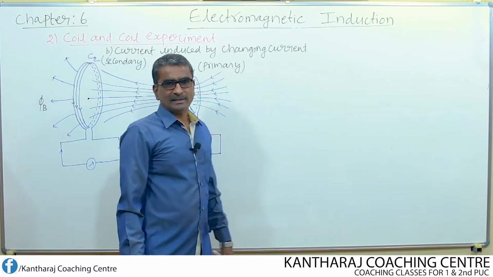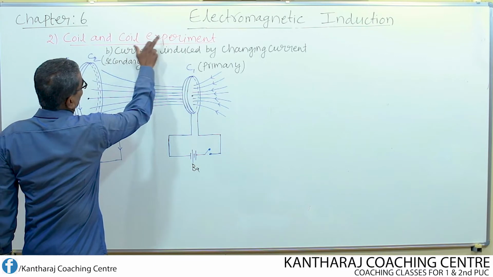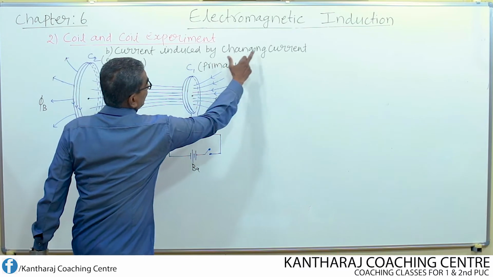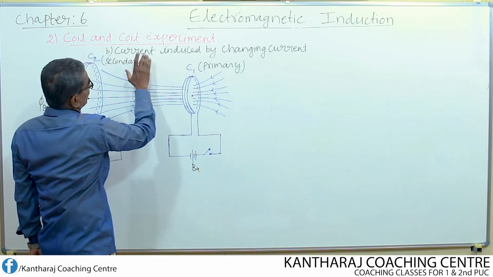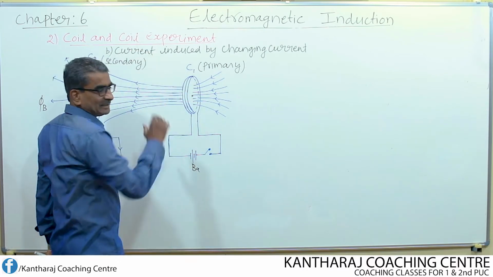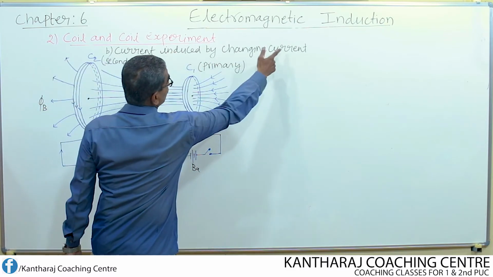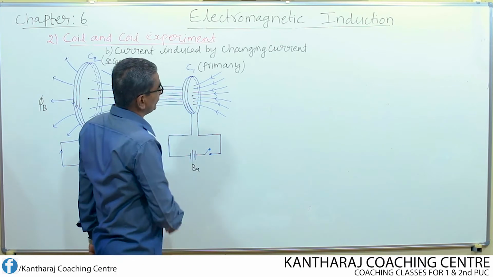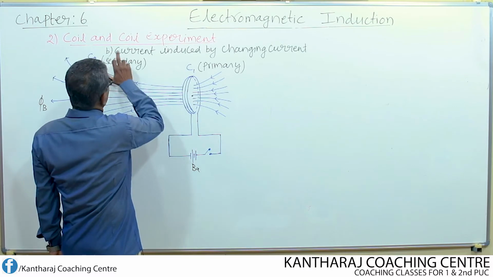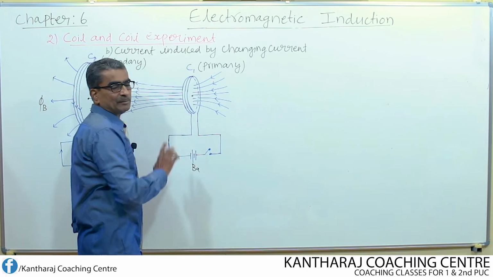Now let us consider the second part of the second Faraday's experiment, the coil and coil experiment. What is the second part of the second experiment? Current induced by changing current, whereas the first one is current induced by current. In the second part it is nothing but current induced by changing the current. Here we change the current in the primary coil, whereas in the first part, current induced by current, we never changed the current, we passed a fixed amount of current.